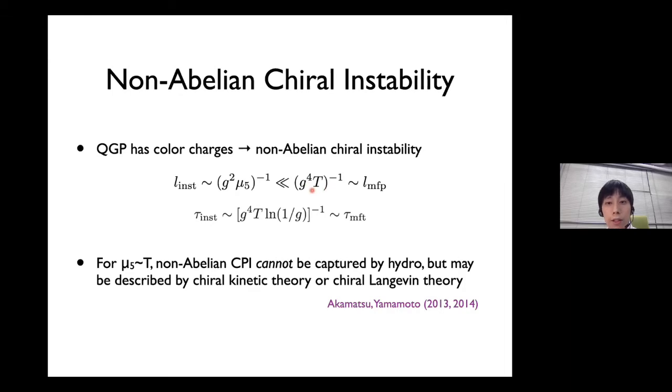And I think this is very important phenomenologically, because this means that the non-abelian chiral plasma instability occurs at a much shorter scale compared with any hydrodynamic mode, such as the chiral magnetic wave and so on. So in order to understand the evolution of this chiral plasma in the context of quark-gluon plasma, we have to understand the behavior at this length scale, which may be described by chiral kinetic theory or a Langevin-type effective theory for the gauge field.